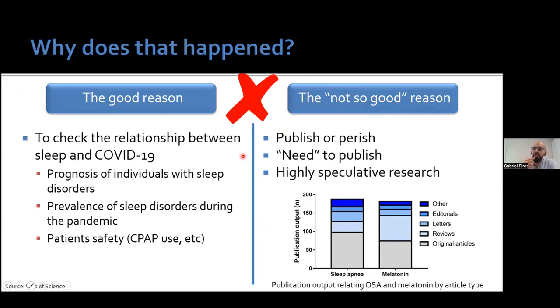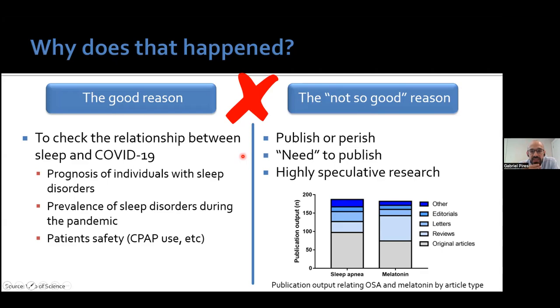And you might remember that by the beginning of the pandemic, we were questioning whether OSA could be a risk factor for severe COVID, whether CPAP machines were safe for people with COVID, because they might spray viruses around and so on. So we truly had to generate evidence to understand if that were true or not.